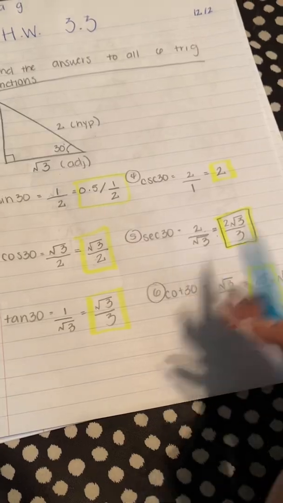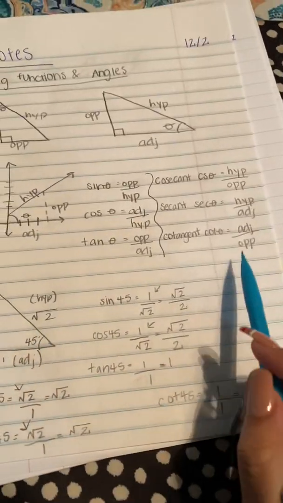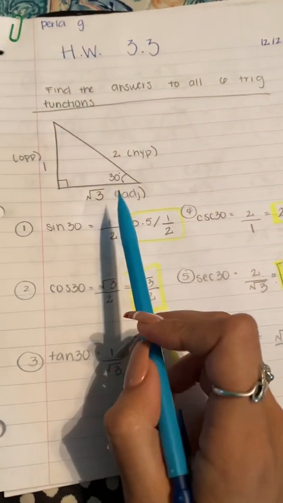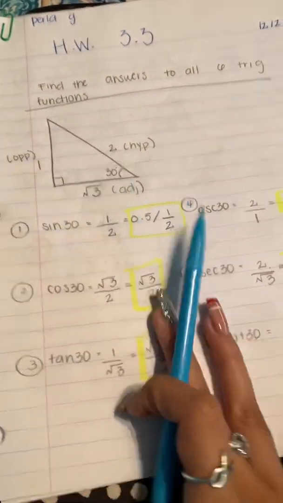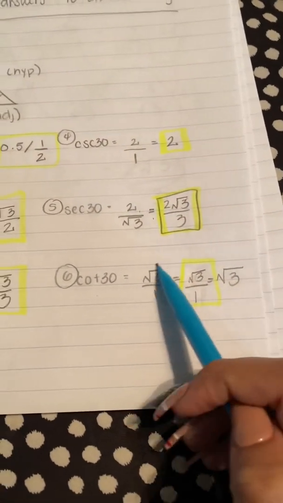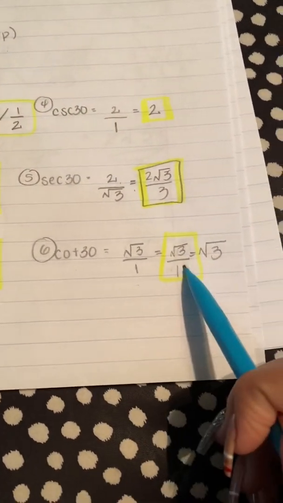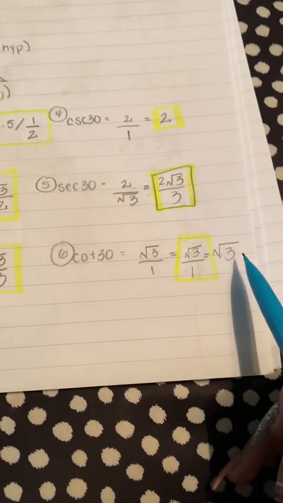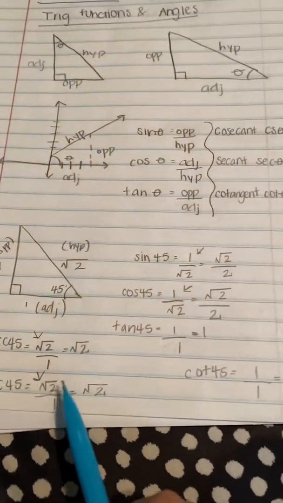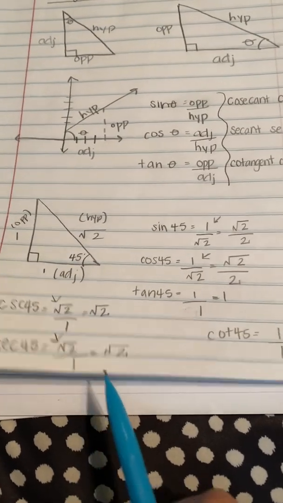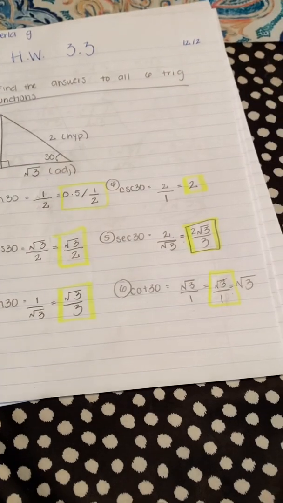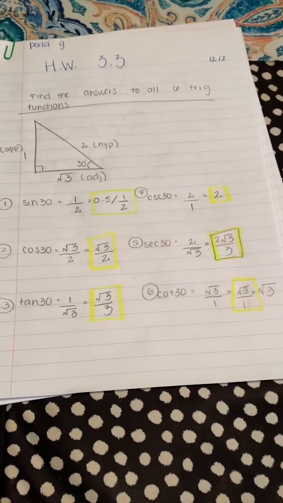So for 6 it's adjacent over opposite. So adjacent, square root of 3 over 1. You leave it the way it is because the square roots are on top. Or you can say square root of 3 divided by 1 is square root of 3, because he did the same example over here where square root of 2 divided by 1, he left it as square root of 2. So that's practically how you do it.